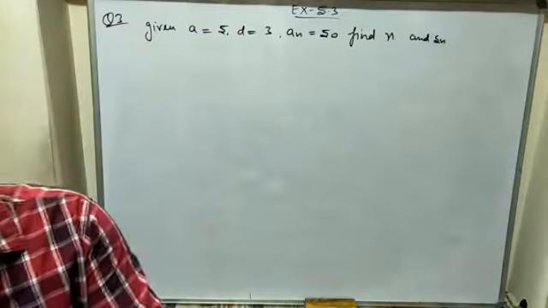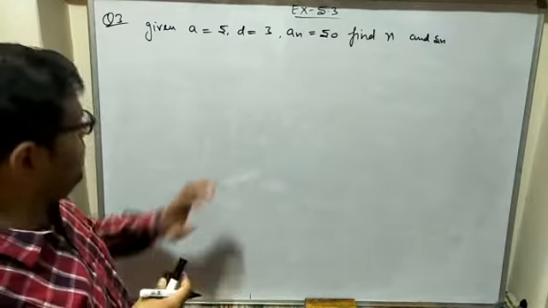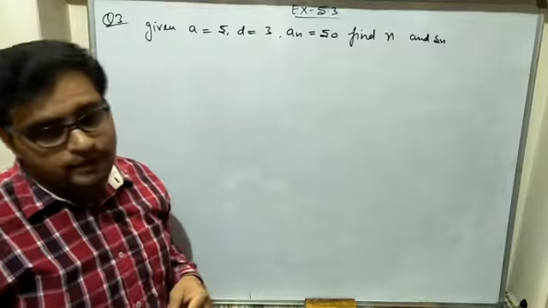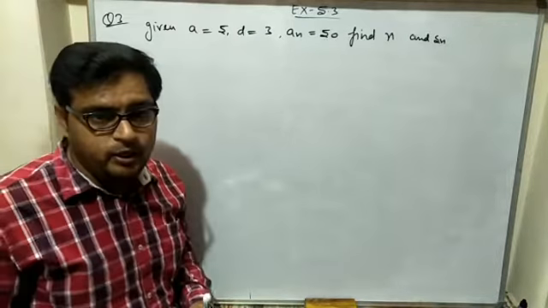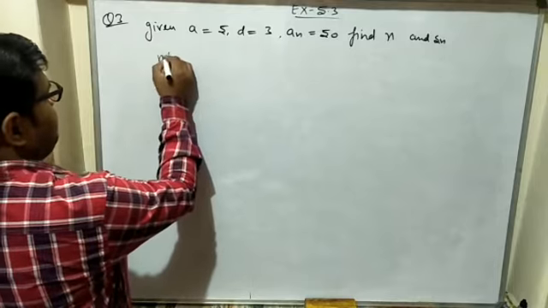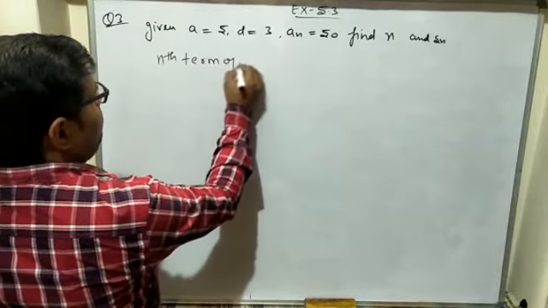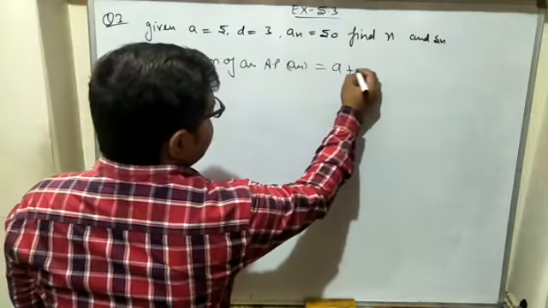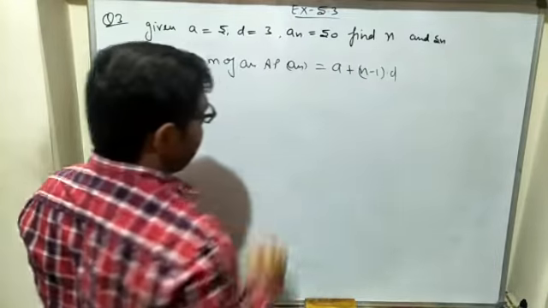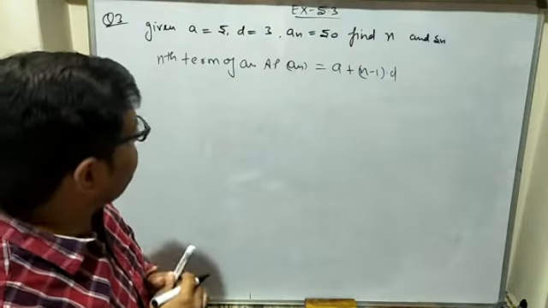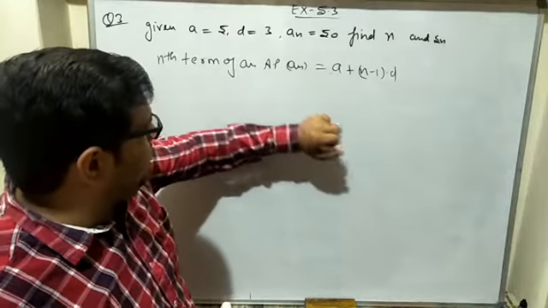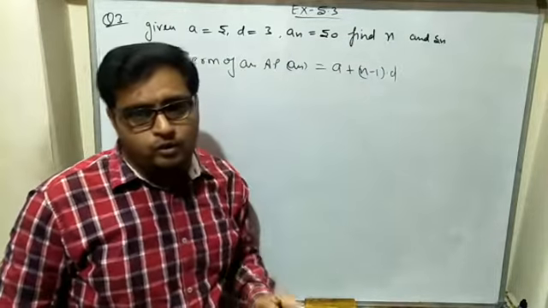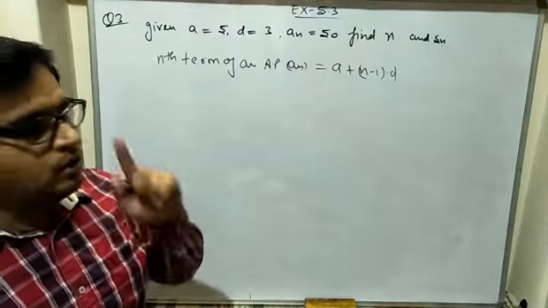Very good, no problem. Let's see. If you observe, we have a, we have d, we have an, and how can we find the value of n? I already explained to you the nth term of an AP, all of you know, an equal to a plus (n minus 1) into d. By observing this formula, we have the value of a, the value of an, and the value of d. Out of 4 values, we have 3 known values.